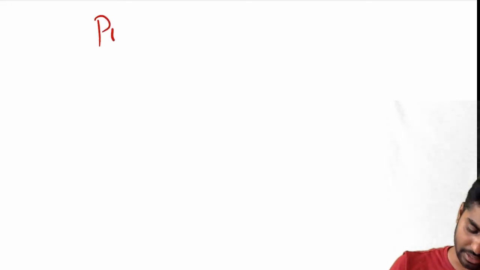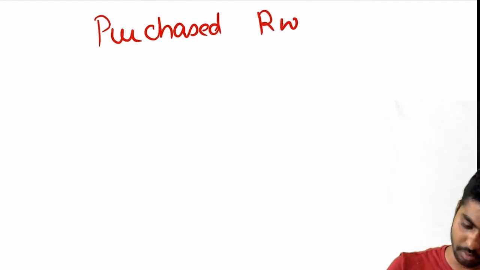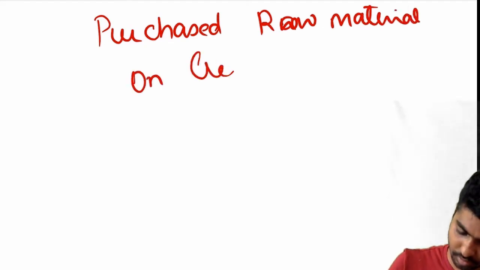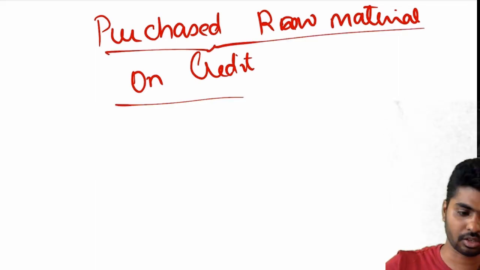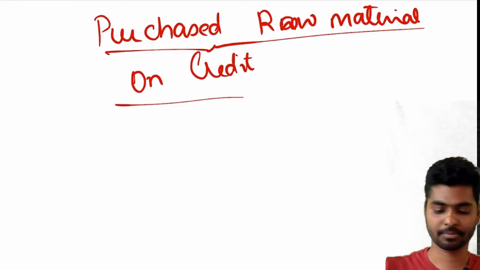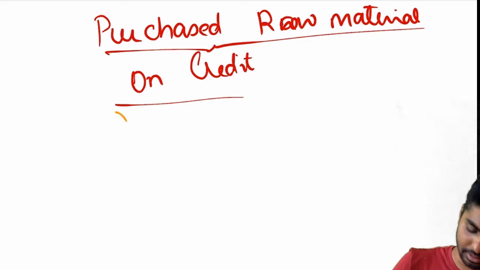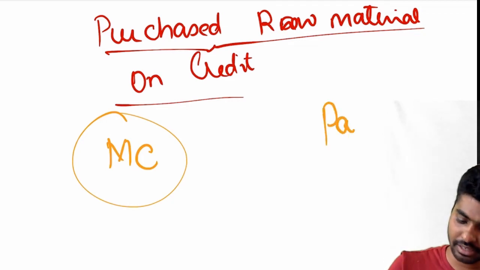Write this down. Purchased raw material on credit. So when I said purchased raw material on credit, who's receiving it? Material control. What is going out for you is, when we say credit, that means I have not paid cash. We say you still have to pay them.